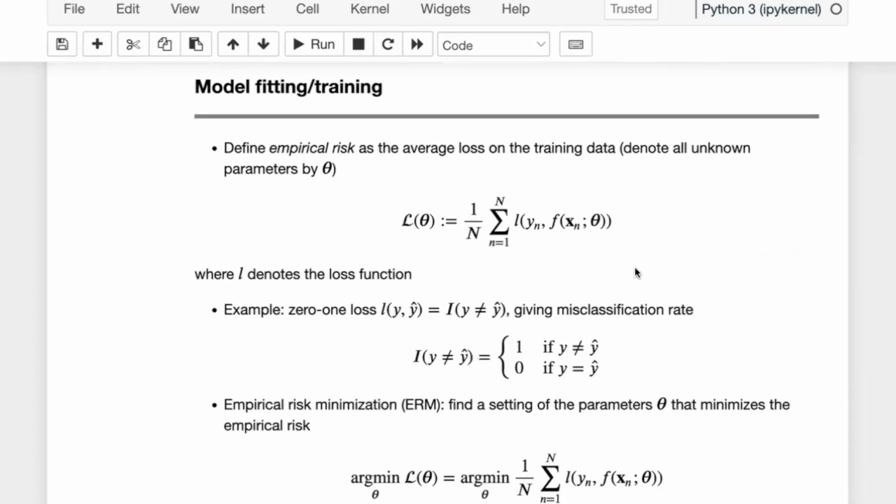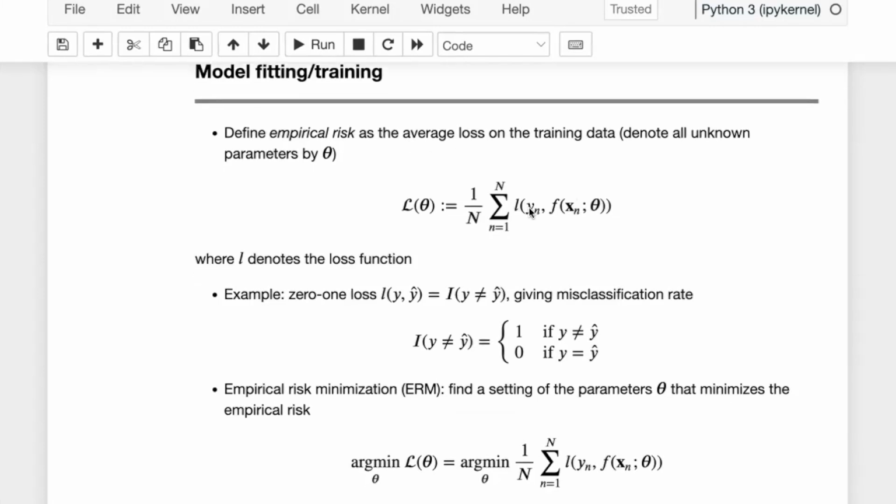Okay, so now let's talk a little bit about model fitting, also known as model training, right? Because we said that these machine learning algorithms are trained on data. So the first thing that we need to do for model training is to form something known as empirical risk, which is simply the average loss on the training data.